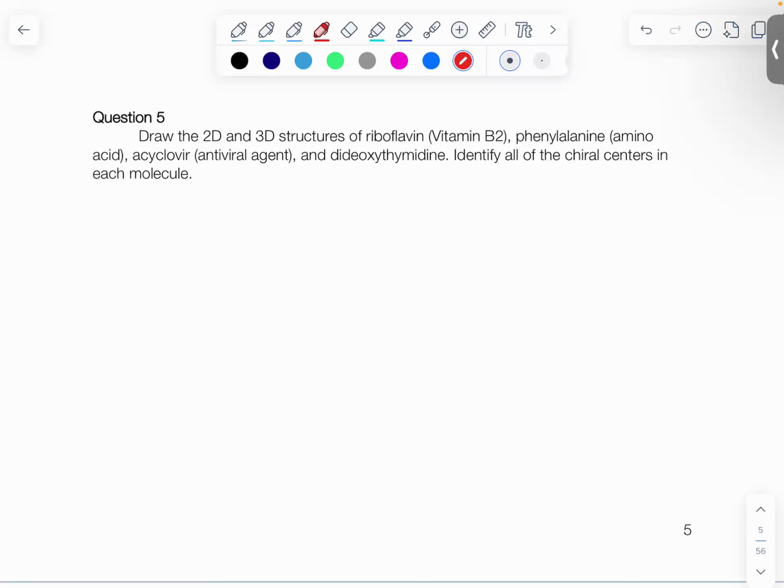Okay, so next is drawing the 2D and 3D structures. I will just draw the 2D structures because I'm just on my iPad, but you could do the 3D structures using PubChem. So starting with riboflavin, fun fact, this is the molecule that my research with Dr. Begley is based in.